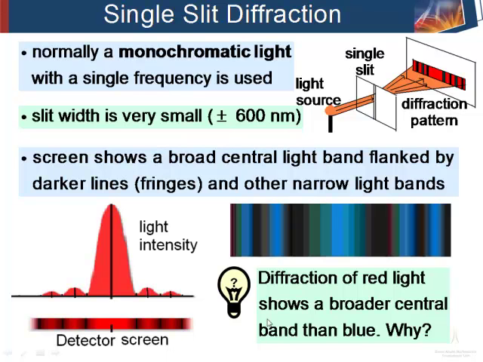Well, let me help you. It's actually very simple. You'll remember when we looked at the visible spectrum, we said that red light has got a longer wavelength than blue light. We also said that the longer the wavelength, the higher the degree of diffraction, and that is why red light shows a broader central band than blue light.